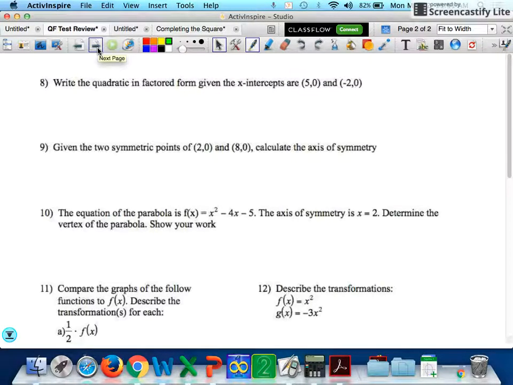Number 8, write the quadratic in factored form given the x-intercepts. Guys, we just went from some really, really hard problems to a really easy problem, okay? Please don't get lost and just be like, I don't know how to do any of this test. I give up. I can't learn any of this. This one you know. I promise you know this one. And if you don't, you may have missed that day or something. You can pick up on it really quick, okay?